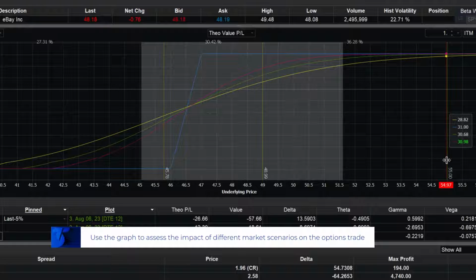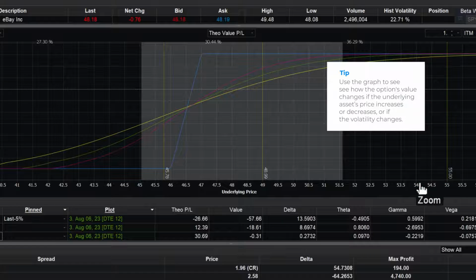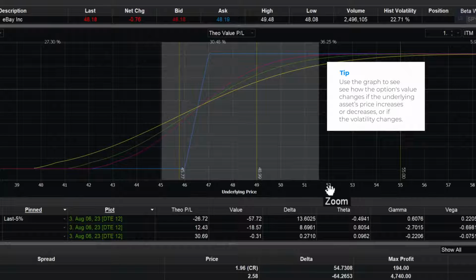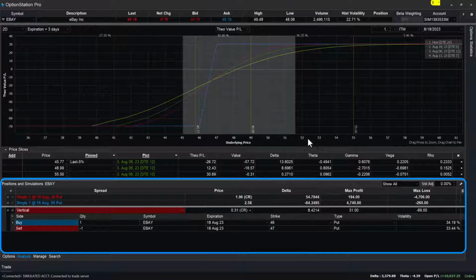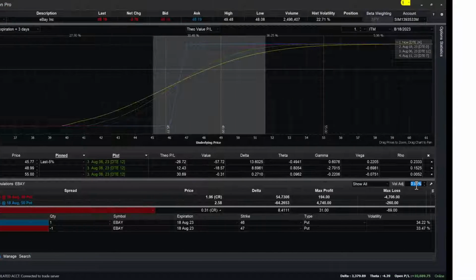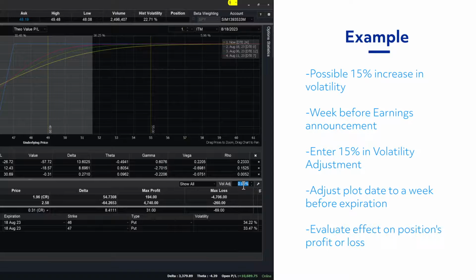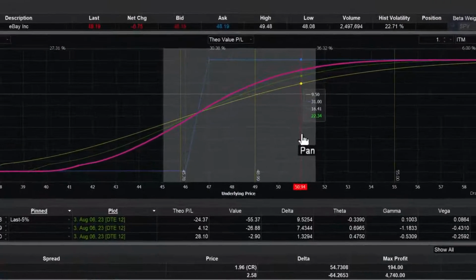You can also use the graph to assess the impact of different market scenarios on the options trade. For example, you can see how the options value changes if the underlying asset's price increases or decreases, or if the volatility changes. Below the graph, in the Positions and Simulations panel, you can adjust the volatility to see its effect on the option strategy. Let's return to our eBay example. Suppose we assume there is likely to be a 15% increase in volatility heading into the week of the earnings announcement. We can add the 15% volatility adjustment and change the date of the price slice to a week before expiration. The graph will show how those changes affect the option strategy's pricing.